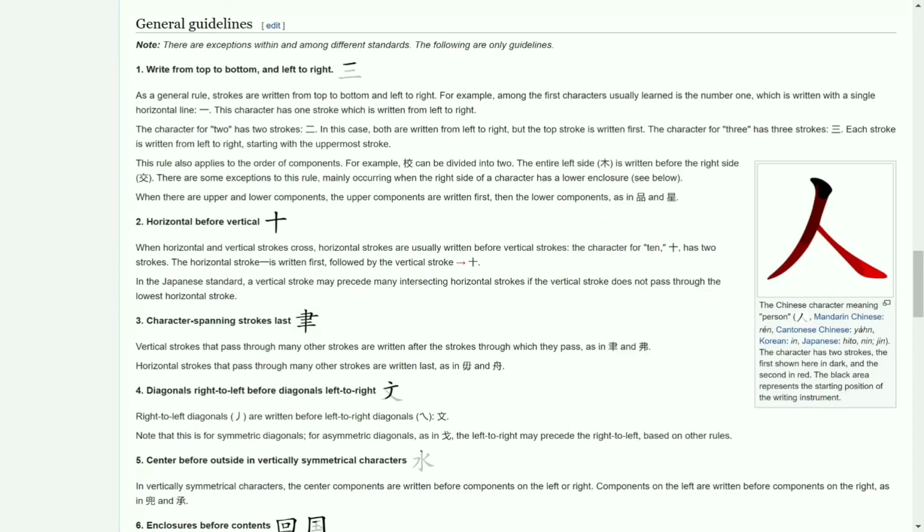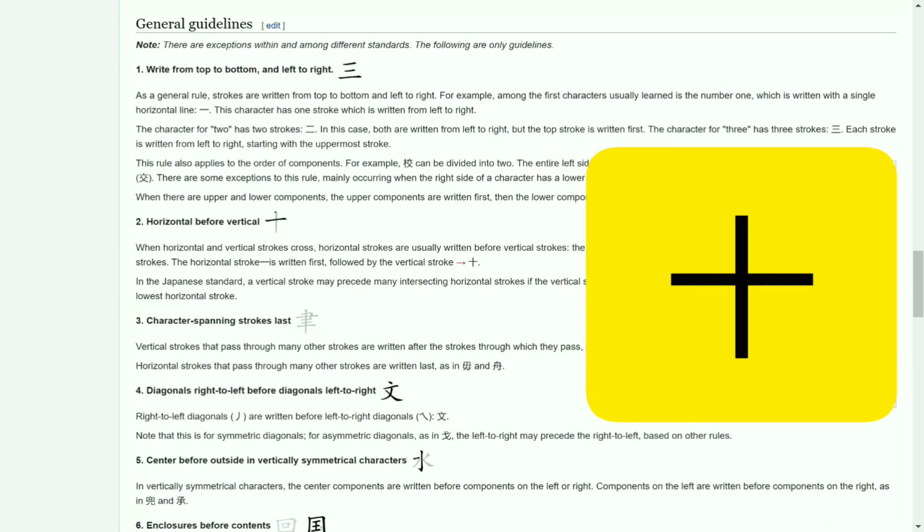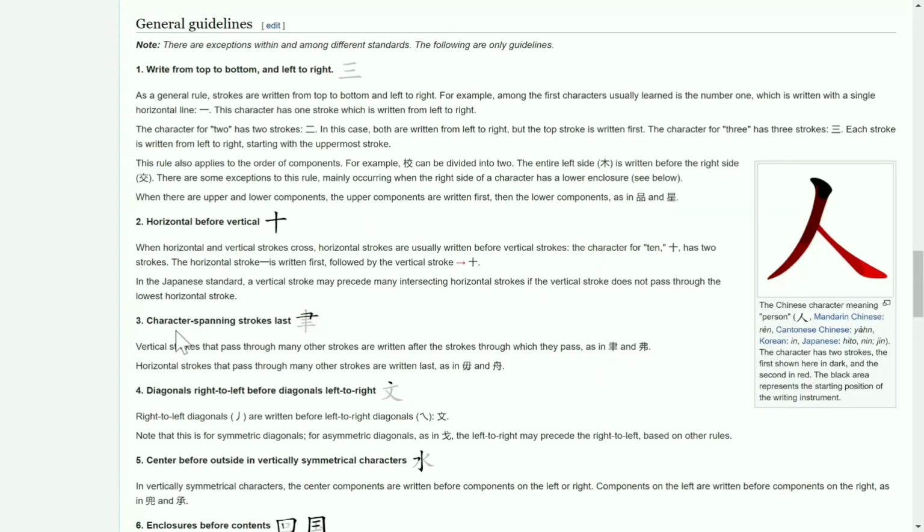Let's look at the second one, horizontal first, before vertical. Again, if you remember, this is the character for number 10. As it shows here, you write down the horizontal line first and then the vertical line. Please do check out my previous video about how to write down the characters for number 1 to 10 if you need to. And now let's look at number 3, character spanning strokes last.